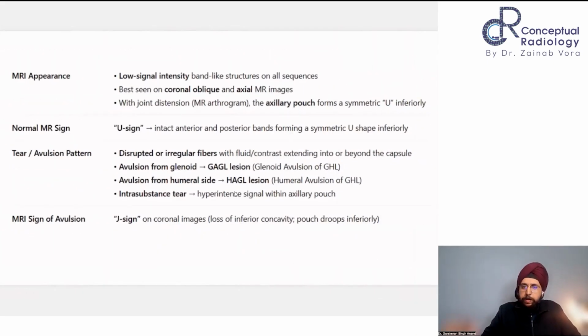Now they can be disrupted from either the glenoid attachments or the humeral attachments. The term we call it is GAGL, which is the glenoid avulsion of the glenohumeral ligament, and one is HAGL, which is the humeral avulsion of the glenohumeral ligament. And very rarely we can have an intrasubstance tear, which is seen in the axillary pouch.